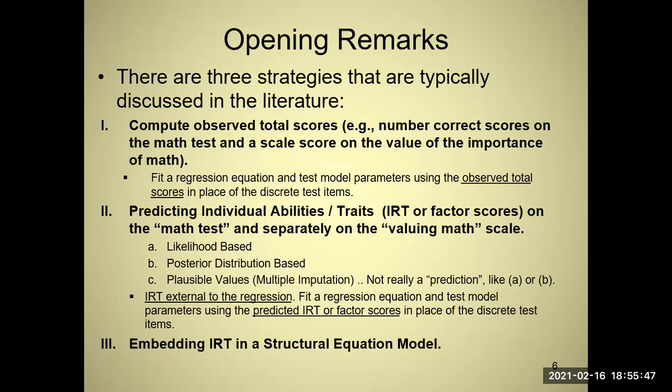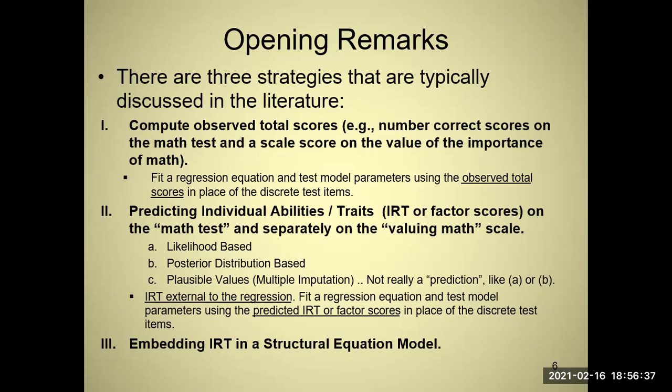And there's really 3 ways that this is commonly done that we're at least going to talk about: the likelihood-based approach, the posterior distribution-based approach, and the plausible values multiple imputation, which is not really a prediction like A or B. So plausible values is slightly different, and we're going to say a few words about that when we get there. So 2A is the likelihood-based approach, 2B is the posterior distribution-based approach, or the plausible values. Then in IRT, you run an IRT external to the regression, you get the IRT scores, then you fit a regression equation and test model parameters using the predicted IRT or factor scores in place of the discrete test items.